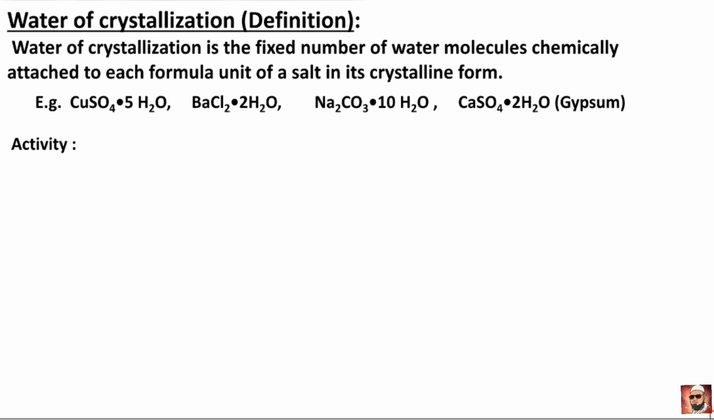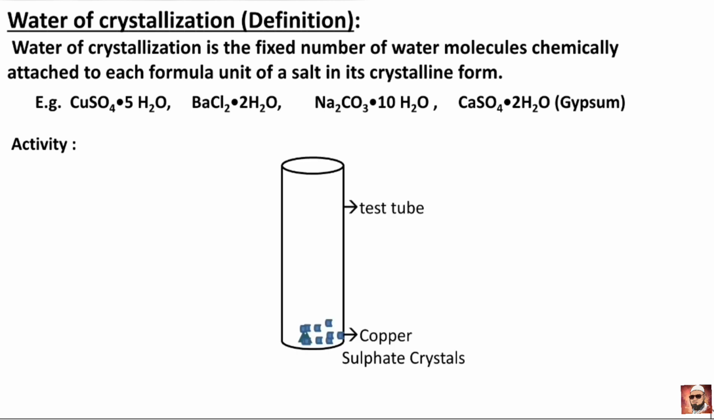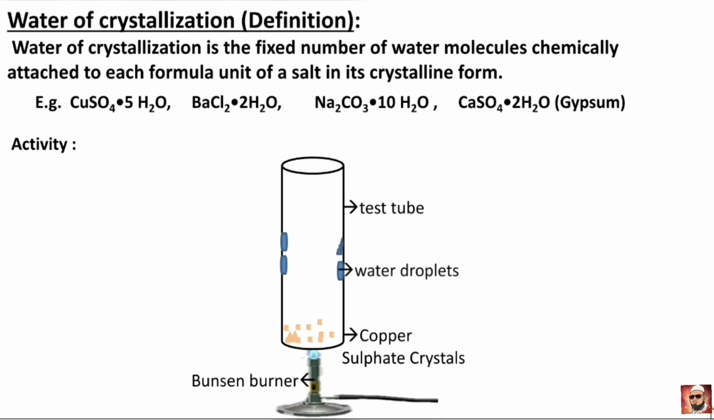Activity. Take some crystals of copper sulfate, which is blue in color, in a dry test tube and heat the test tube with a burner. The blue copper sulfate changes its color to white. We observe water droplets on the sides of the test tube.